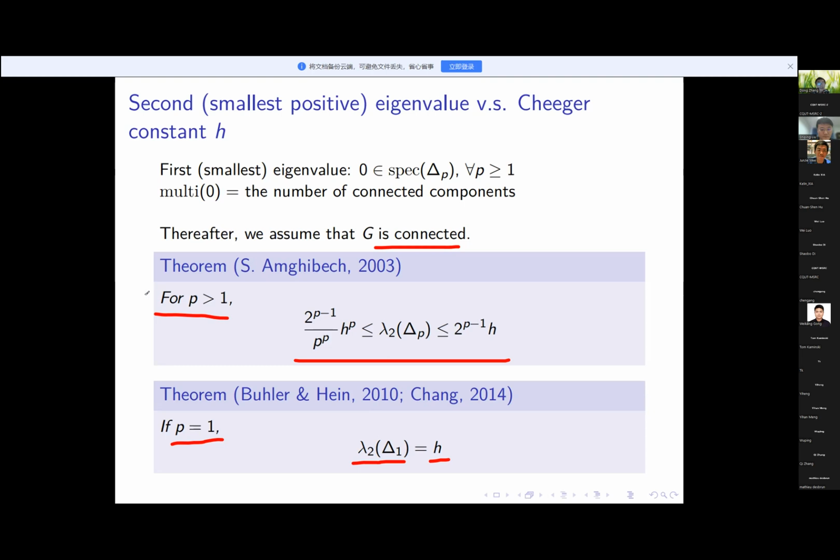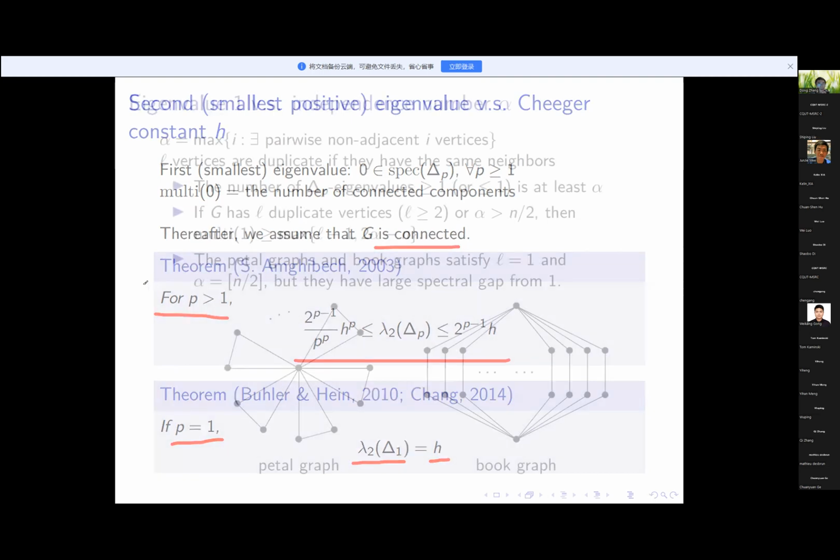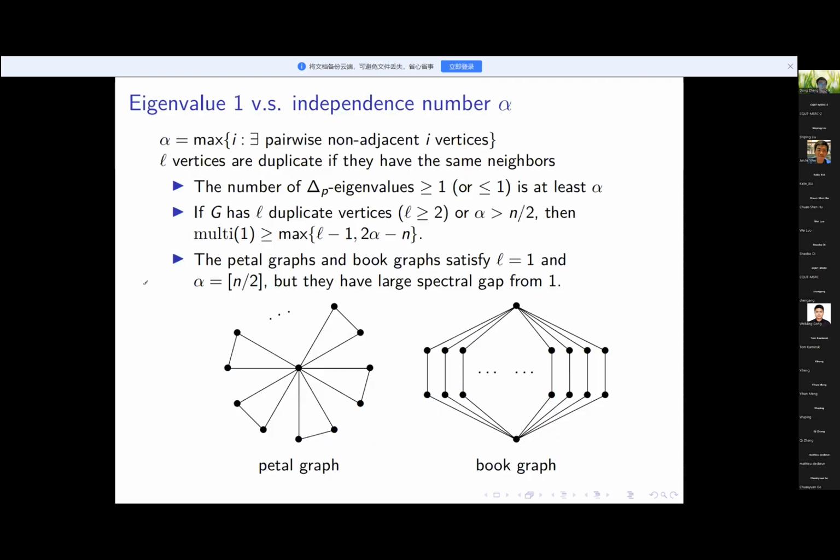The next possible eigenvalue I would like to show is the number 1. We know that the number 1 is not always an eigenvalue, but it has many relations with the distribution of the spectrum of the p-Laplacian and the independence number of the graph. For example, counting multiplicity, the number of p-Laplacian eigenvalues larger than or equal to 1 is at least alpha. The same story holds for the eigenvalues less than or equal to 1.